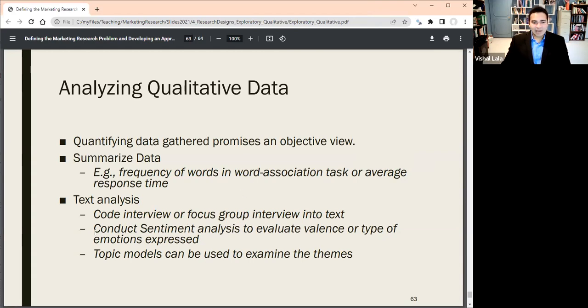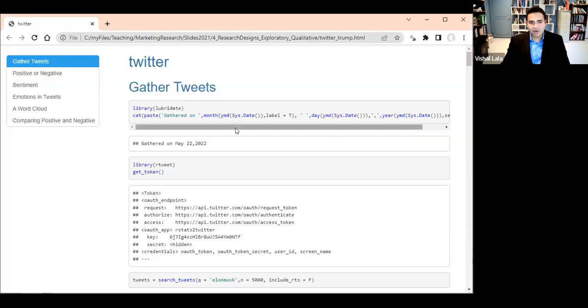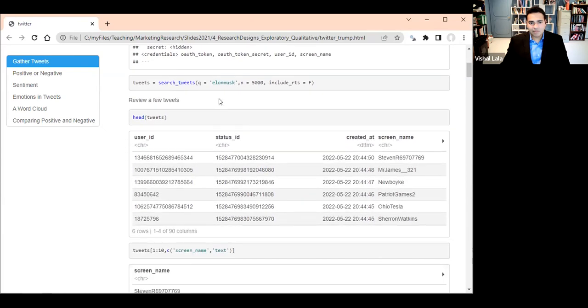To give you a hard example of sentiment analysis, I'm going to share with you an illustration with tweets. So what I did here was I pulled some tweets. My screen is small here. Here's an example of some tweets I pulled of Elon Musk.